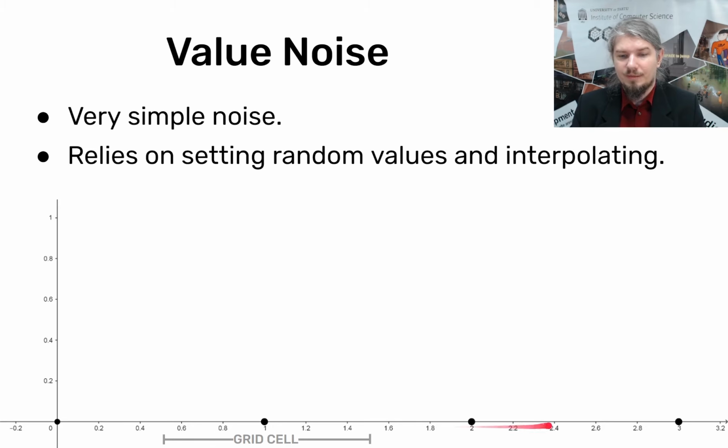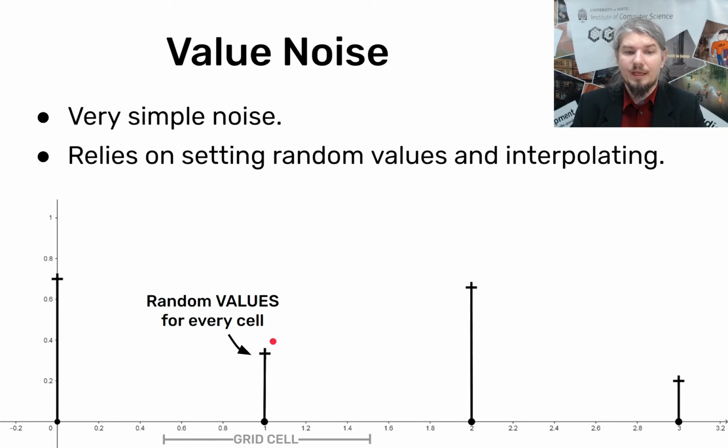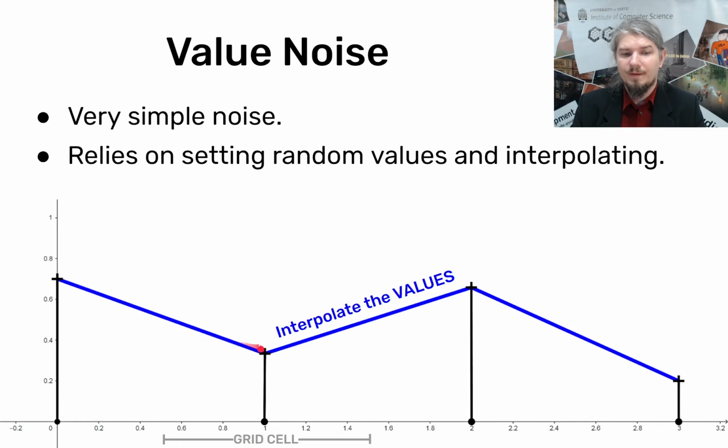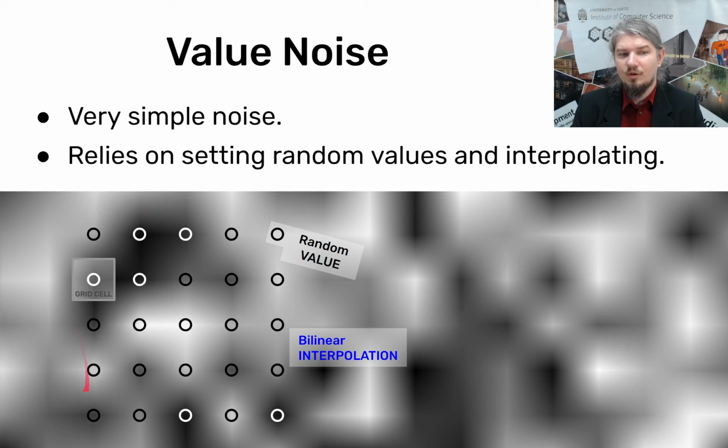Let's define some kind of a grid, and let's say that for integer coordinates we set some random values. So we have some random values here, something like 0.7, 0.4, completely random. And now what we do is that we interpolate between those values. So we create this kind of a structure that has random heights at specific locations. In 2D, it's going to look like this.